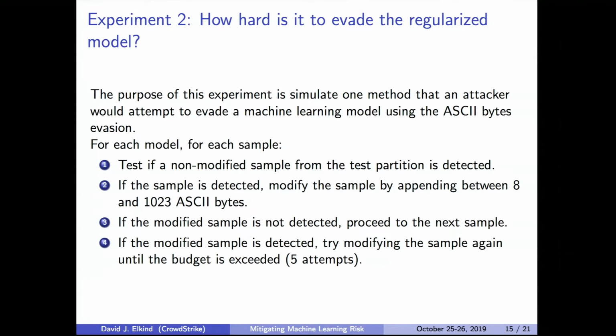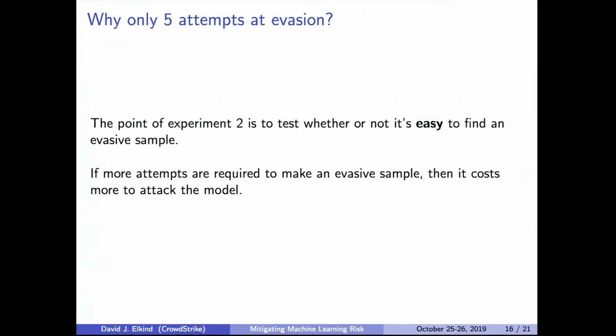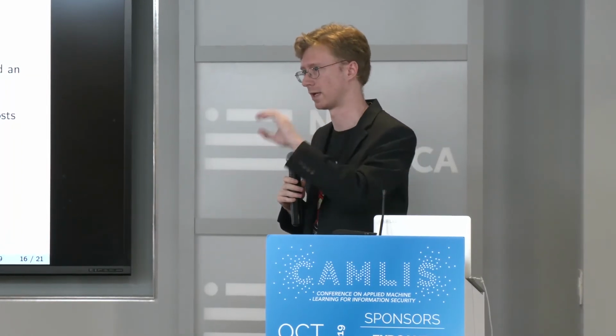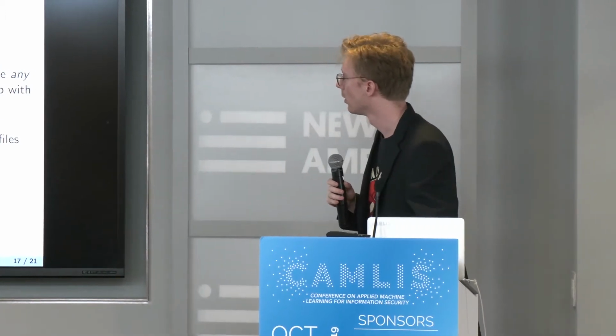Okay, experiment 2. How hard is it to evade the regularized model? So we're doing a similar thing. We take a sample, append some data, and see how many attempts it takes to evade it. The point of experiment 2 is just to test whether or not it's easy to find an evasive sample. This is closer to what an adversary is actually trying to do, right? They don't care about whether or not the feature vectors are different. They care about how easily we can find a sample that is evasive for any given input, any input malware.